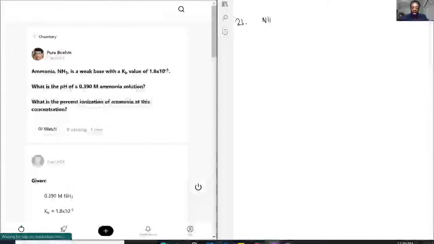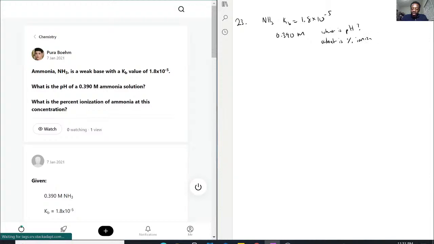NH3, Kb is equal to 1.8 times 10 to the negative 5. And we have 0.390 molarity of ammonia solution. We want to know what is the pH. And then we want to know what is percent ionization. So, with that being said, we need an ICE table, but first we need to know what formula we're working with.